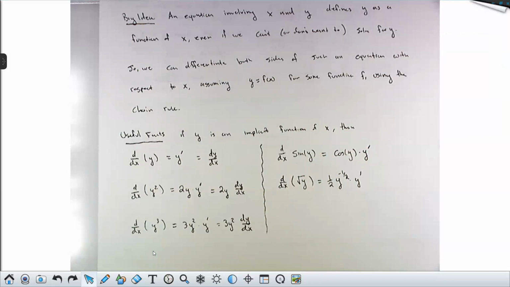So it's kind of like differentiation is normal. It's just that every time you differentiate a piece involving the dependent variable, which we usually call y, you take the normal derivative and then you multiply by y prime. Or you can say take the normal derivative and multiply by dy dx if you prefer the Leibniz notation.